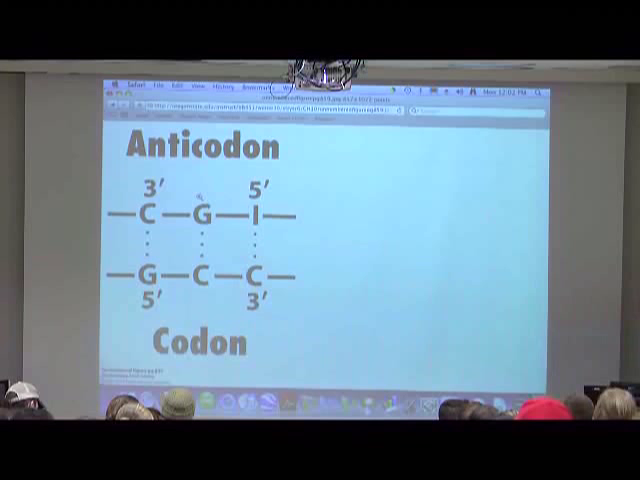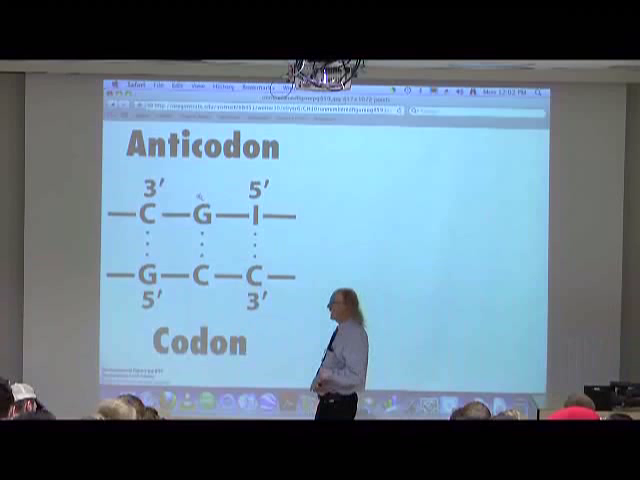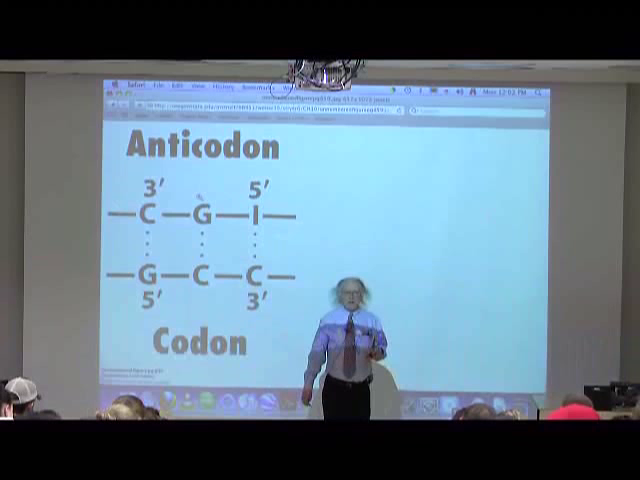Okay? Notice that the transfer RNA pairs with the messenger RNA just the same way as we've seen all other nucleic acid pairings occurring, and that is anti-parallel. Notice that the messenger RNA on the bottom is going 5' to 3' from left to right, and the transfer RNA sequence is going from right to left as 5' to 3'. Okay?